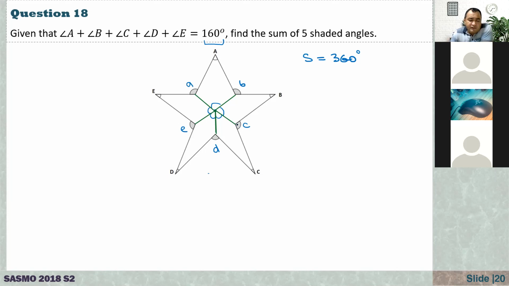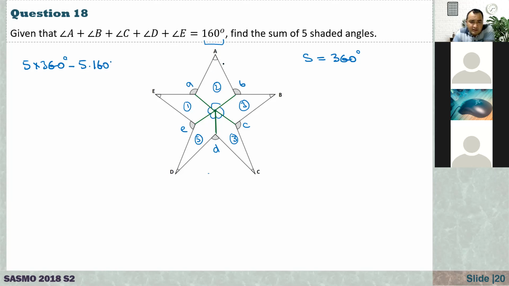We know that the sum of the interior angles of any quadrilateral is equal to 360 degrees, right? So how many quadrilaterals do we have here? This one is number 1, number 2, number 3, number 4, and number 5. So the sum of the interior angles of these quadrilaterals is 5 times 360 degrees. Now if I subtract the sum of these angles, A plus B plus C plus D plus E, that is equal to 5 times 160 degrees.